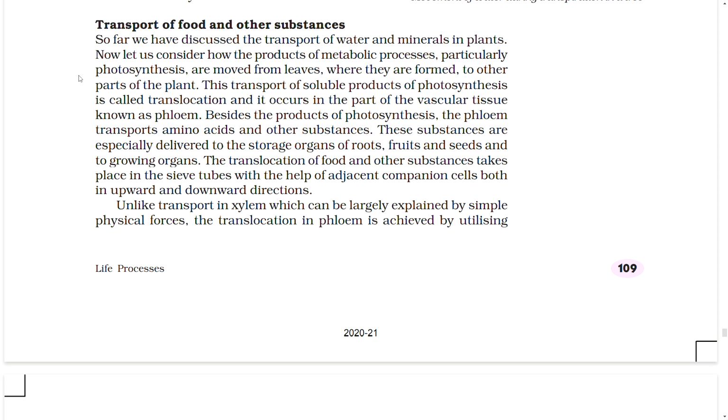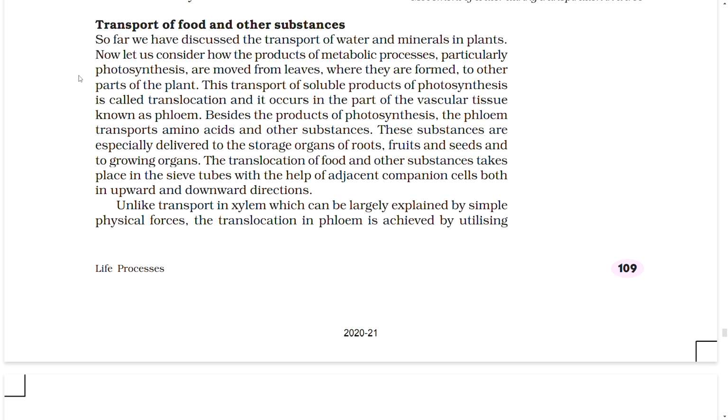The transport of soluble products of photosynthesis is called translocation, and it occurs in the part of the vascular tissue known as phloem. Besides the products of photosynthesis, the phloem transports amino acids and other substances. These substances are especially delivered to the storage organs of roots, fruits and seeds, and to growing organs. The translocation of food and other substances takes place in the sieve tubes with the help of adjacent companion cells, both in upward and downward directions.